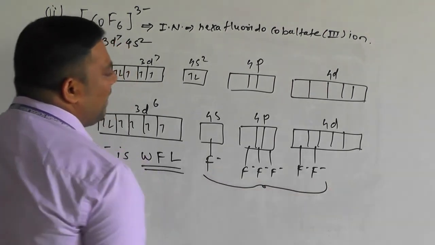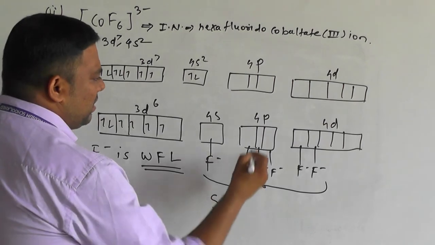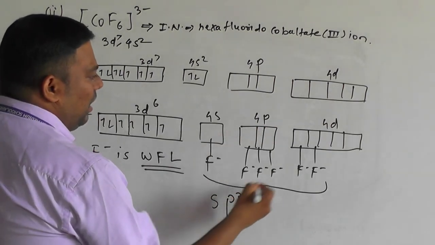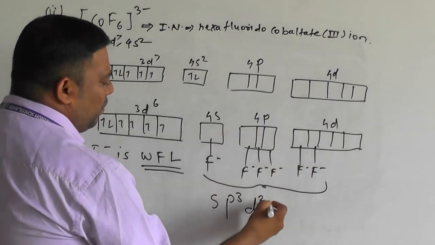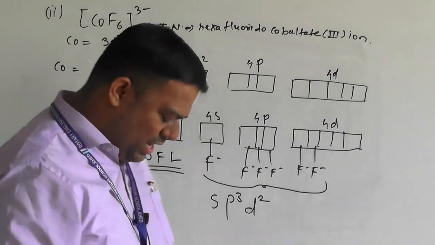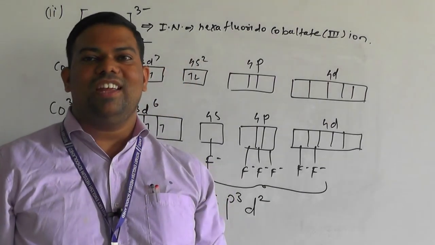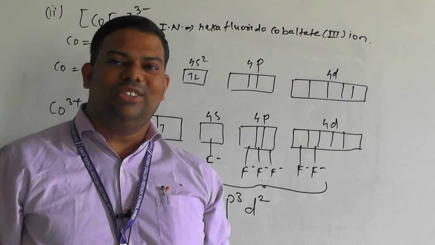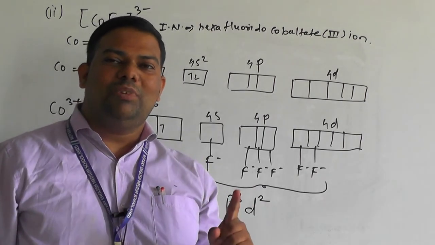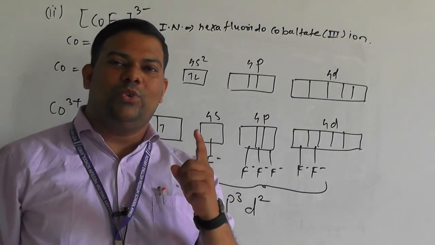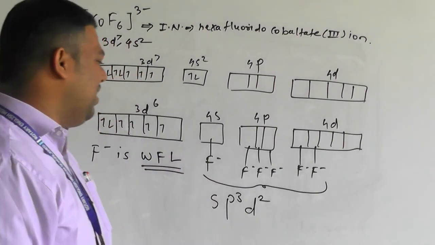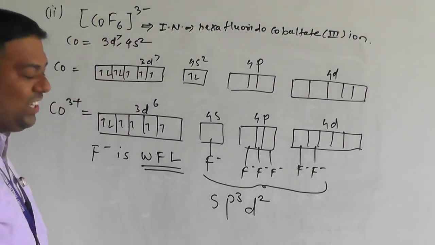So what will you get as hybridization? Yes, beta, sp3d2. Geometry is what? Yes, geometry is what? Octahedral, as you know, for d2sp3 and sp3d2 hybridization. I hope you understood this thing.